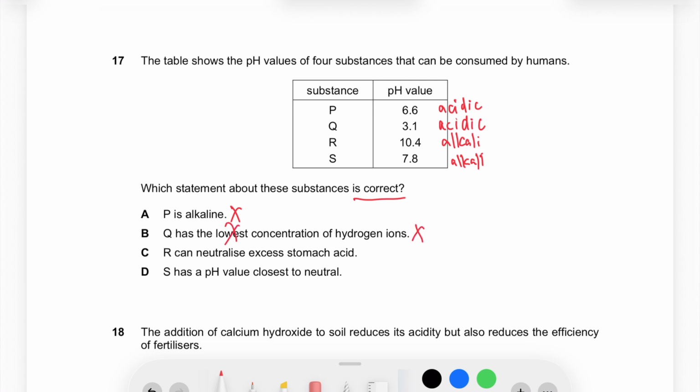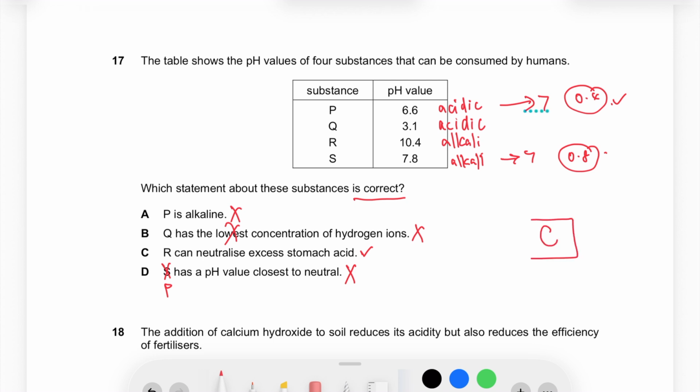So it's out. R can neutralize excess stomach acid. So R needs to be alkaline. Yes, seems good. S has a pH closest to neutral. Let me see. This one to 7 is just 0.8, but P to 7 needs just 0.4. So P is the closest, not S. So only answer C makes sense.